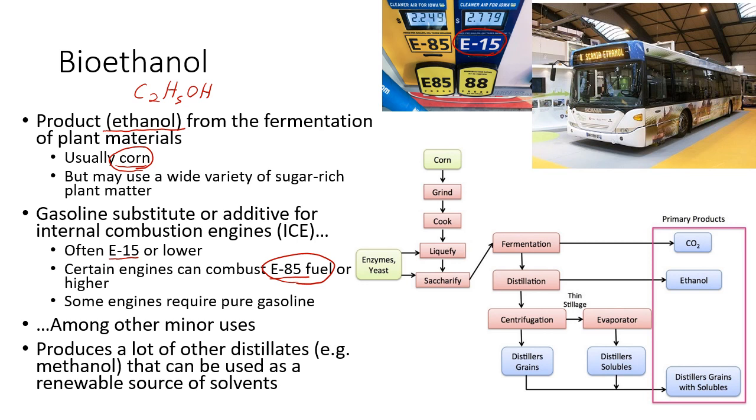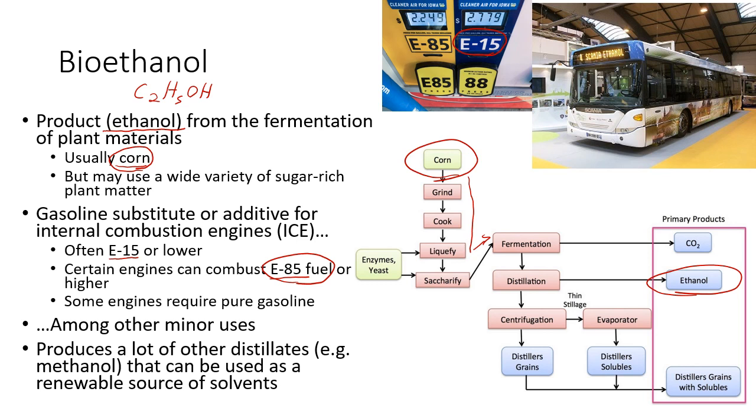So essentially what we do is the same type of thing that you would use to produce whiskey. Essentially, you just take corn, you grind it, you cook it, you mash it, you create your corn mash, which is then fermented, and then you distill it, and then you get that ethanol out.